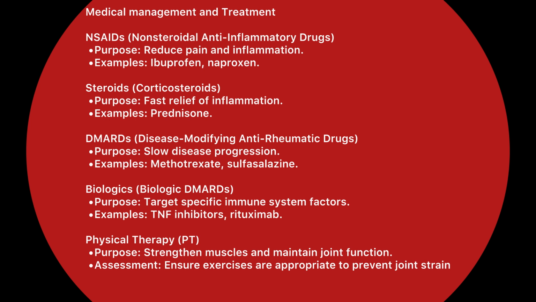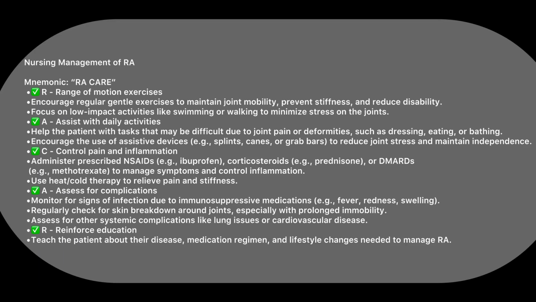Timely treatment or medical management plus physical therapy can help improve the quality of life of a patient. The nursing management includes: encourage range of motion exercise, help with daily activities, control pain and inflammation using NSAIDs plus corticosteroids, and assess for complications because the patient is on immunosuppressive medications, so regularly check for skin breakdown around joints, especially with prolonged immobility. Assess for other complications like lung issues or cardiovascular disease. Reinforce education: teach the patient about their disease, medication regimen, and lifestyle changes.